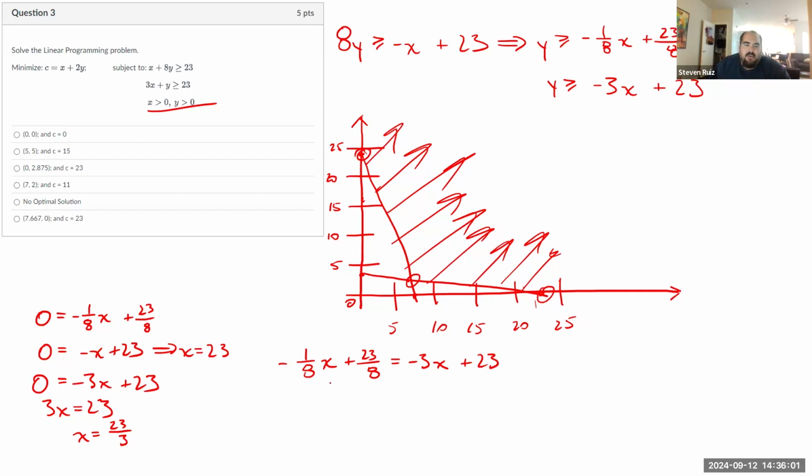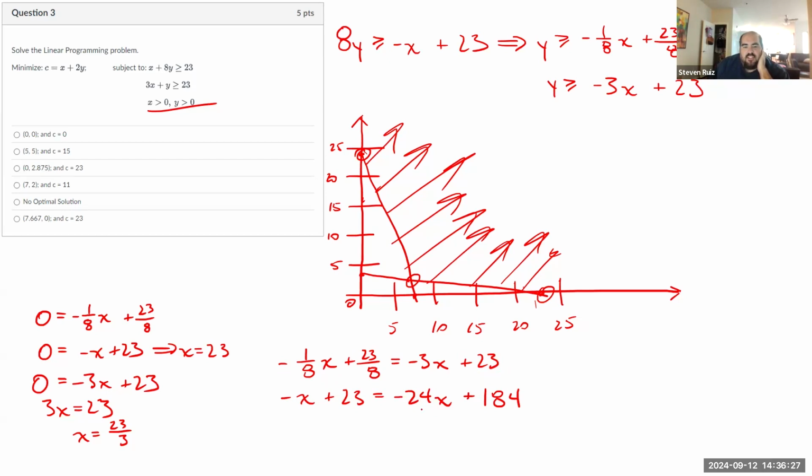Just like I did last time, I want to clear fractions out. So I'm going to multiply everything by 8. So negative x plus 23 equals negative 24x plus 23 times 8. So that's 160 plus 24, 184. I apologize for whatever work is happening outside my house right now. So now I got this equation free of fractions.